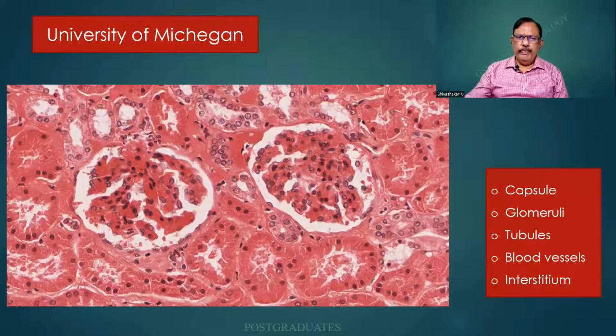From the University of Michigan, sometimes the histology pictures from them are all magnificent. But I would be very happy if you can appreciate a difference between this tubule and this and this. So you find that there are different types of tubules. Externally, there is a capsule. Glomerulus by itself has got a capsule. There are the tubules, the blood vessels, and the interstitium or the intervening tissue.